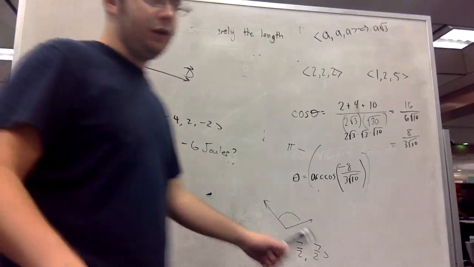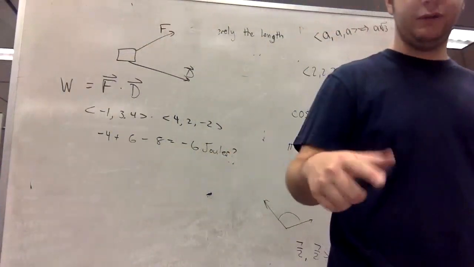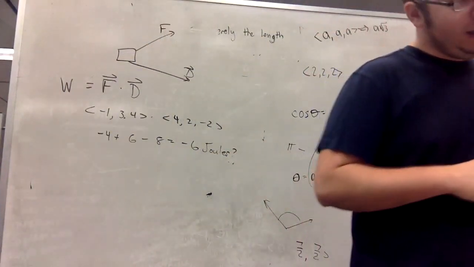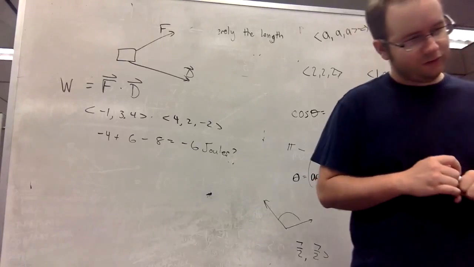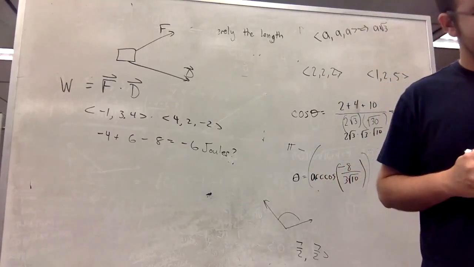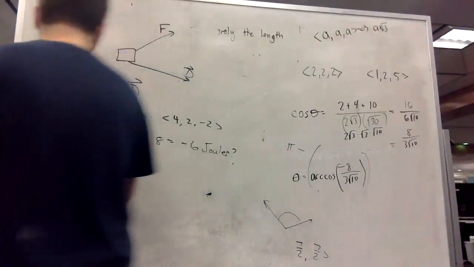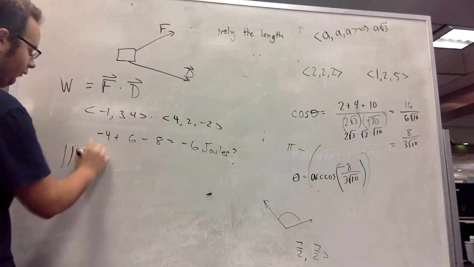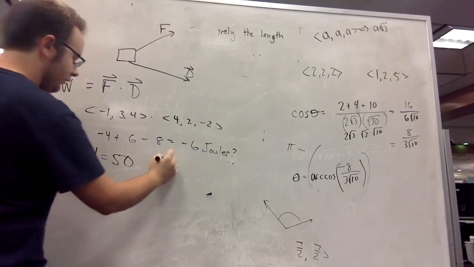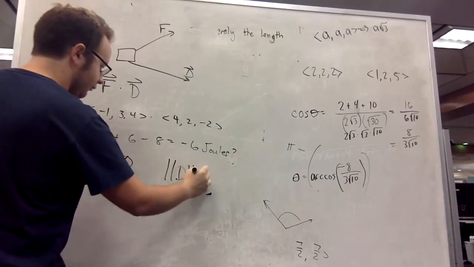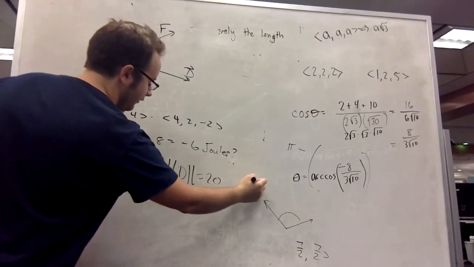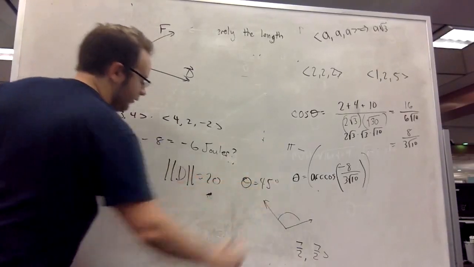Okay. We'll do one more question, then I'll stop the video and start back up again, and I'll stitch it all together later. Instead, suppose the hand exerts a force of 50 newtons across a distance of 20 meters. Okay? It's telling you the force is 50 newtons. The magnitude of the displacement vector is 20. You're told the angle is 45 degrees.